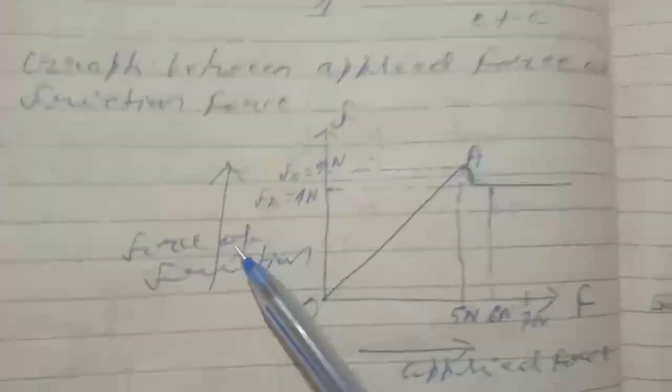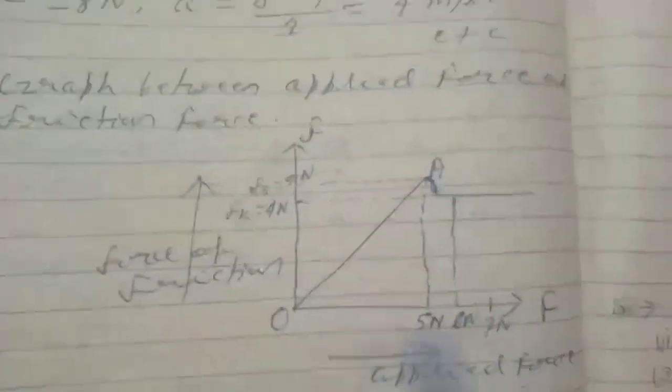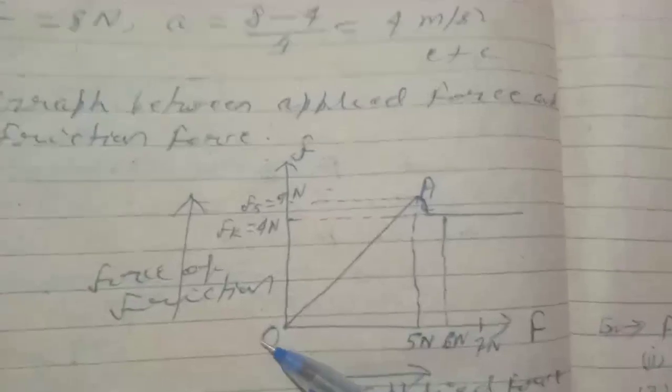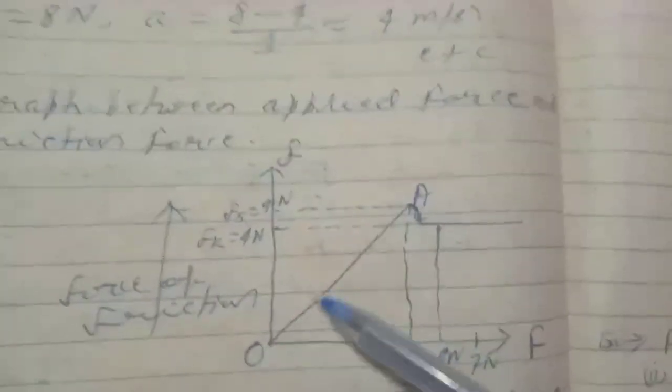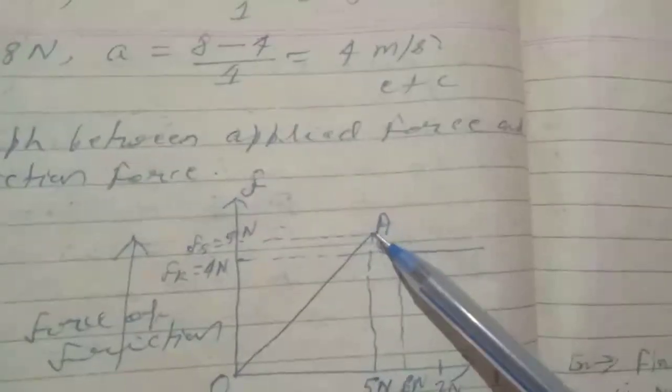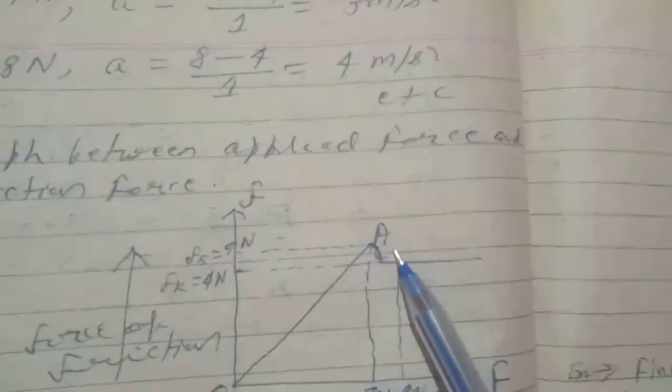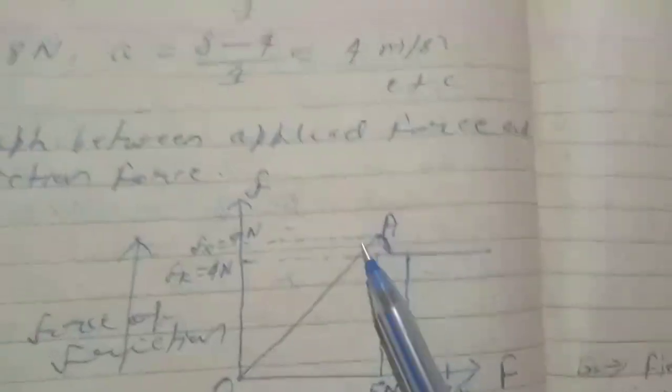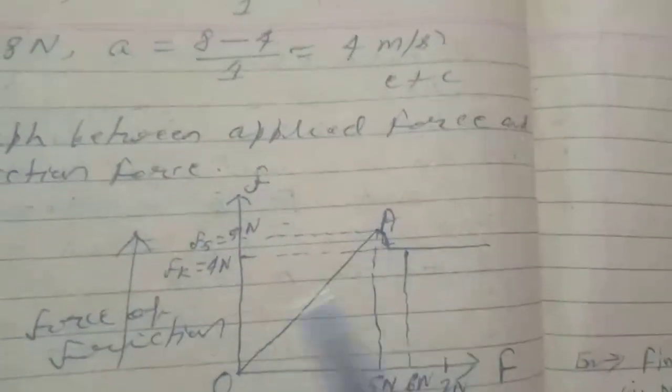Now, if we draw the graph between applied force and the friction force, the graph will be like this. This is the force of friction and this is the applied force. So, this will be a straight line till the limiting friction force, and after that, the force of friction will decrease, and it will be equal to the kinetic friction. And in this case, the body is moving, and till point A, the body is not moving.